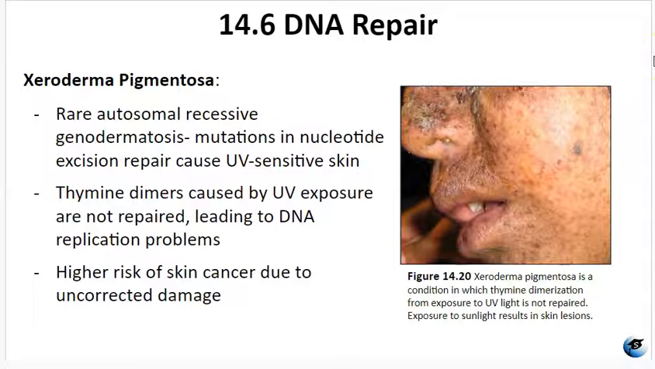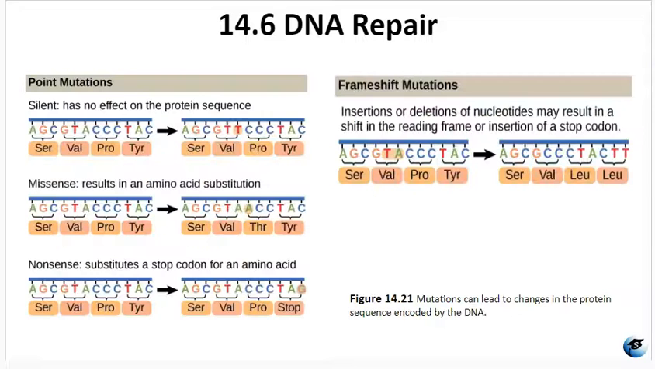Xeroderma pigmentosum, which we were talking about, is an example of where mistakes aren't corrected because the enzymes involved in repair of the DNA are defective. Thymine dimers form, and mutations happen because of UV exposure. The dimers are not getting repaired, so it distorts the DNA structure, and it can lead to skin cancer. This is how DNA mutations can lead to changes in the protein sequence. We're going to talk more about proteins later in the semester, but essentially proteins are just long chains of amino acids, and the amino acids are encoded for in the DNA.